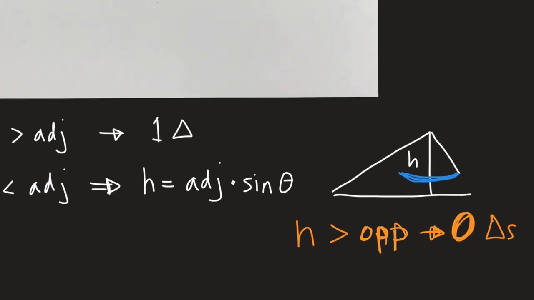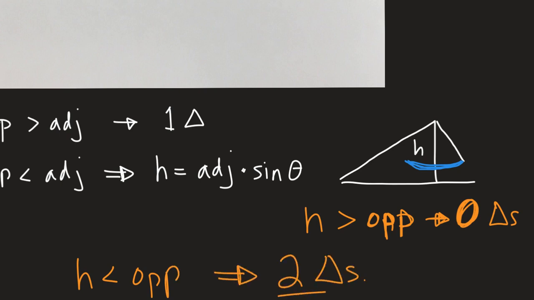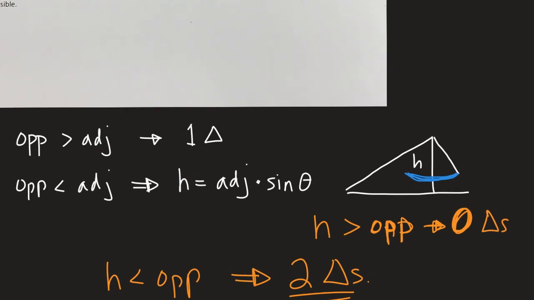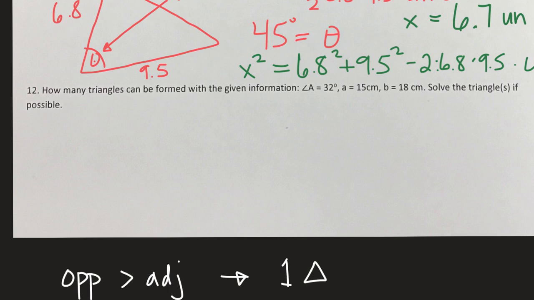So then the third case is if the height is less than the opposite side. This is your ambiguous case, and we're going to have to find two triangles. One using the law of sines and the other using geometry. So we're just going to subtract from 180. So let's do that first. How many triangles can we make? Let's draw a picture, right?